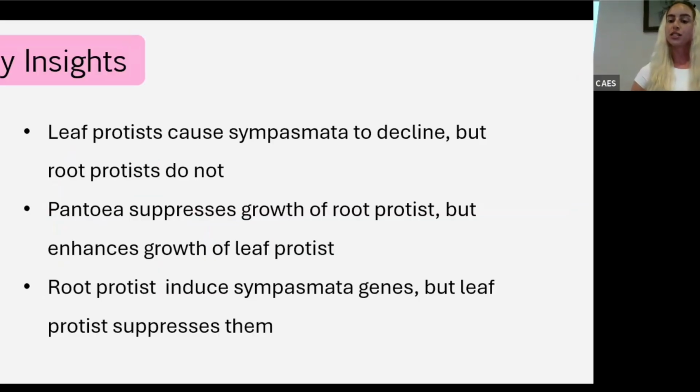From these conclusions, it appears that symplasmata formation in response to predators is specific to the root protists, while leaf protists do not induce symplasmata and are well adapted to Pantoea. This is interesting because it was previously believed that leaf protists survive due to their adaptations to harsh environments. However, it may be due to a mutualistic relationship with leaf bacteria.